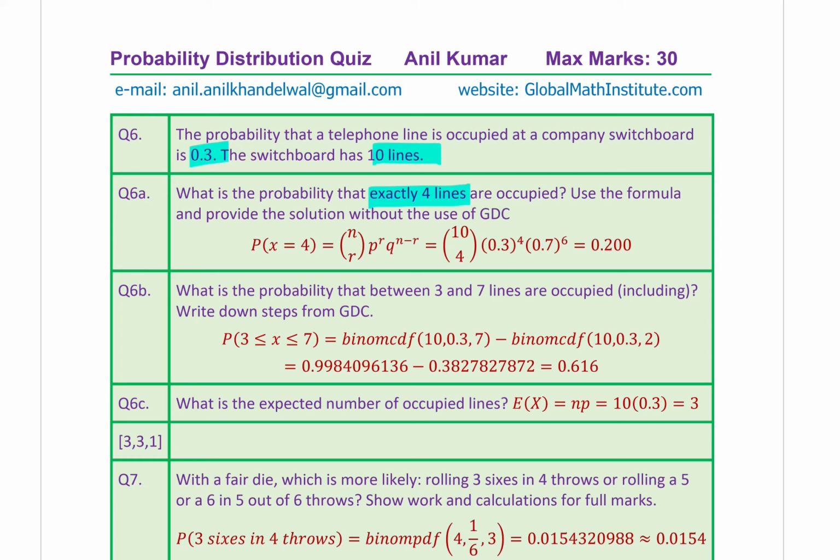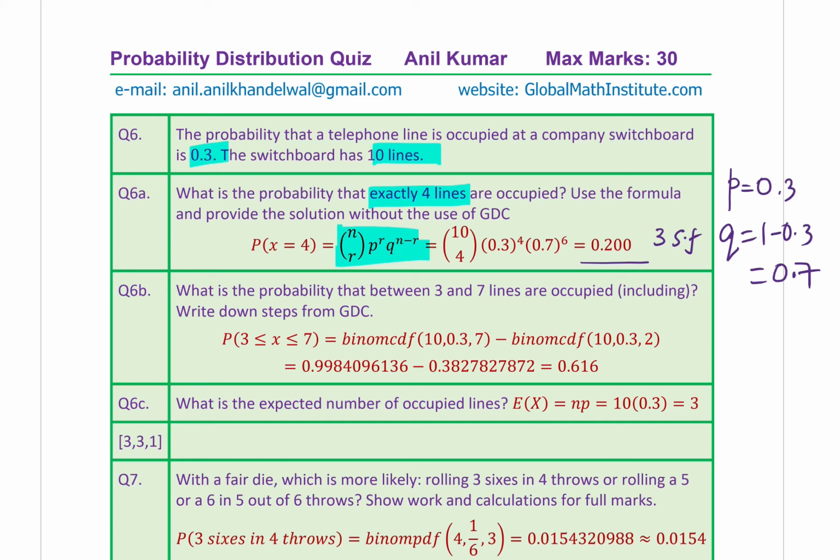Okay, so the formula will be nCr, p to the power of r, q to the power of n minus r, right? So in this case, we are given that the probability is equal to 0.3. So the value of q will be 1 minus 0.3. Clearly it is 0.7, right? So applying this formula, we get 10C4, 0.3 to the power of 4 times 0.7 to the power of 6. We get our answer as 0.200, to 3 significant figures, right? Okay, so that is part A.